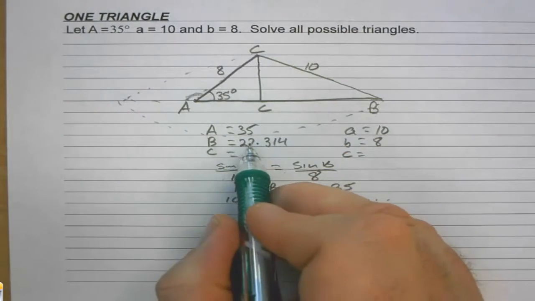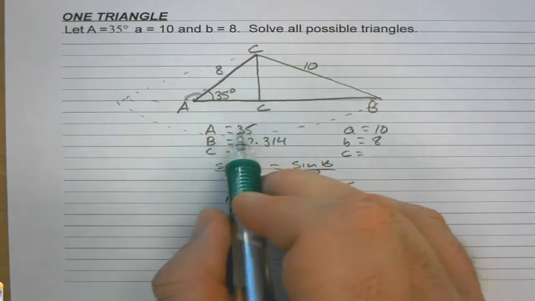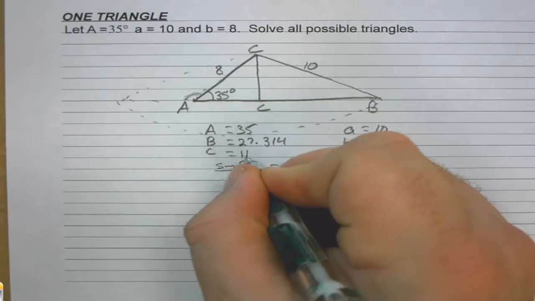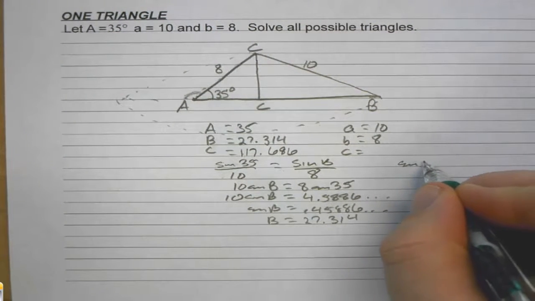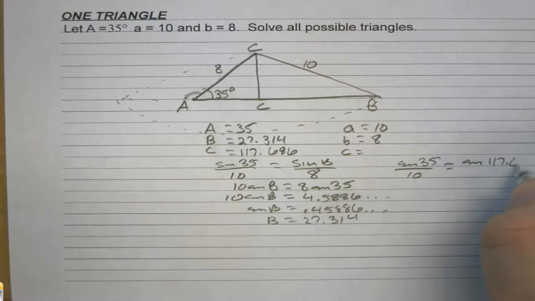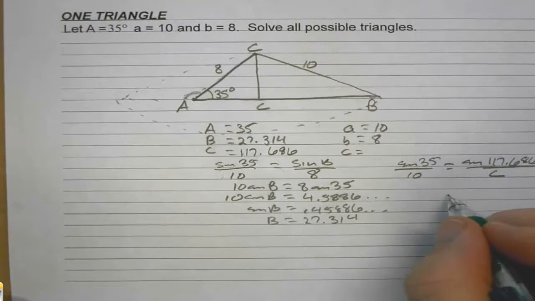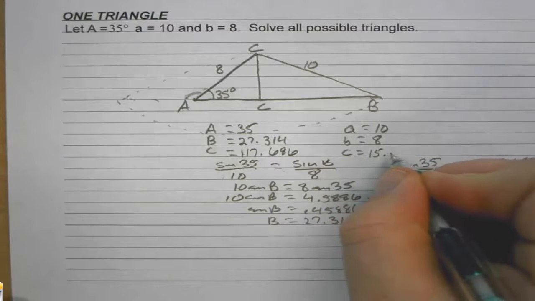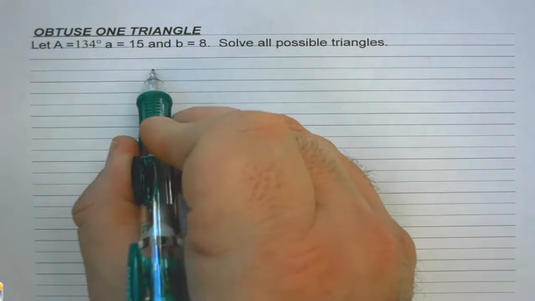So B is 27.314. We can add 35 to that, and subtract that from 180, and it ends up being 117.686. Well, now we need the sine of 35 over 10 is equal to the sine of 117.686 over C. And when we cross multiply and do a little division, C ends up being 15.438. What if the given angle is obtuse, 134 degrees?